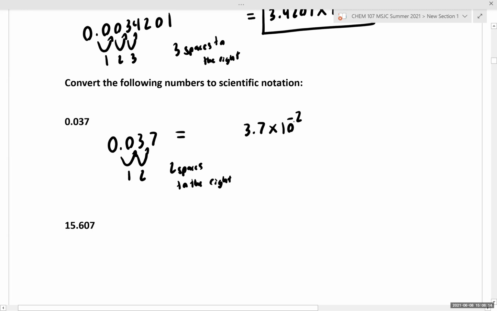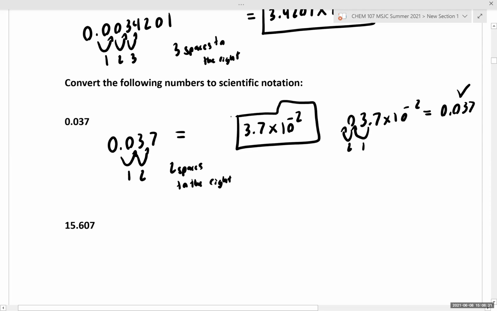To verify that we've done this conversion correctly, I'm just going to show what happens if we multiply things out. We multiply things out, we get 0.037. So we've checked our work. Would anyone like to propose a response to convert the second number into scientific notation?